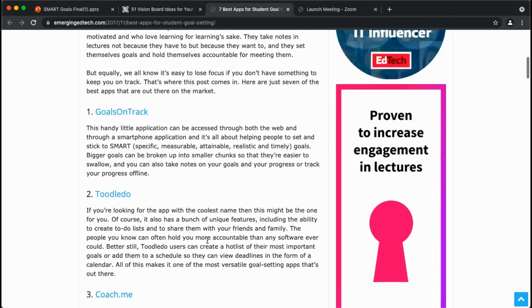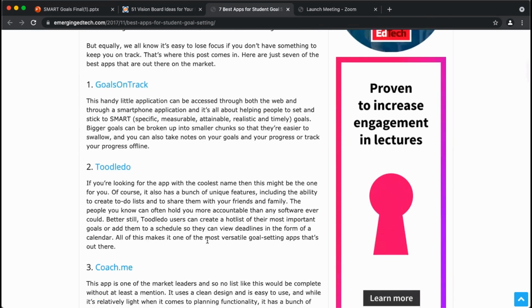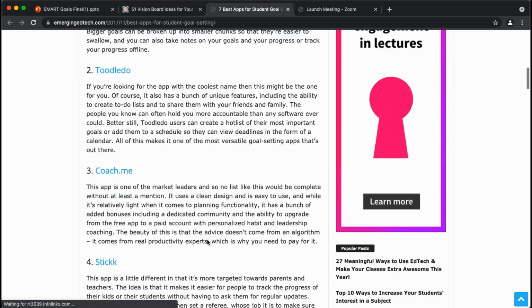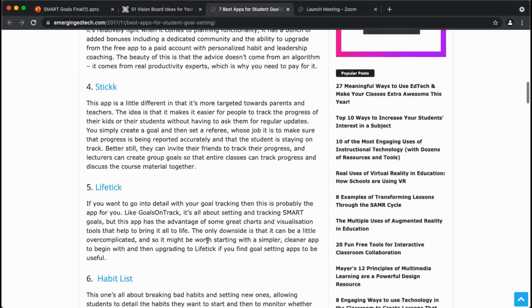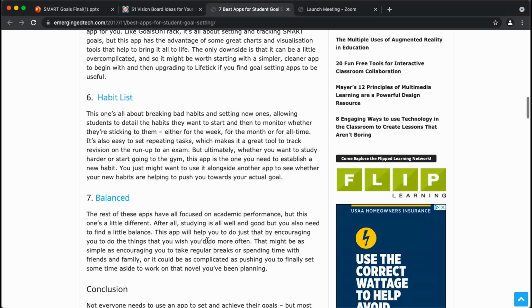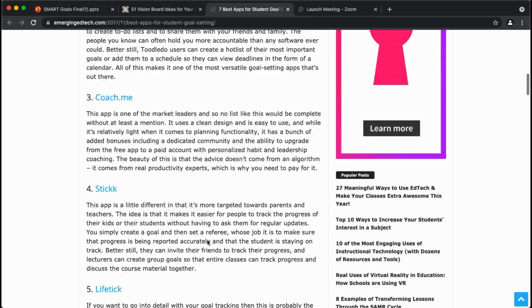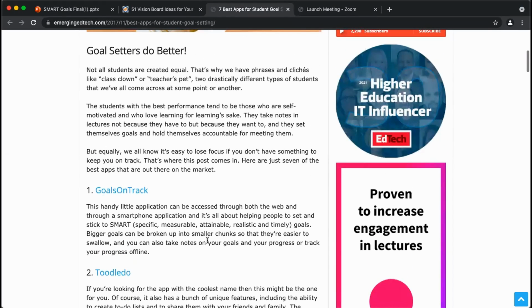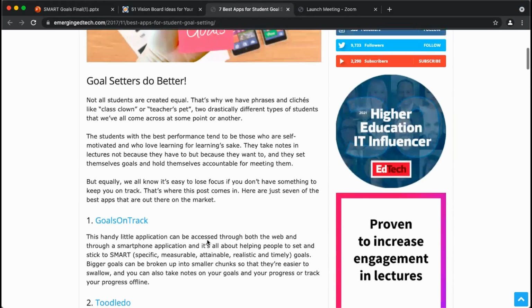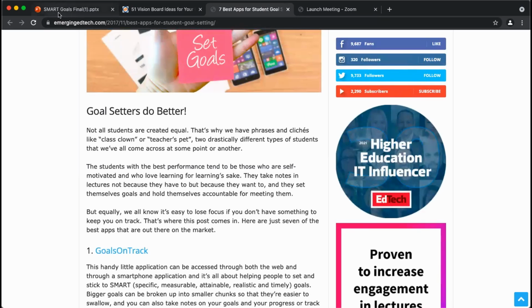And then, of course, if you scroll down through here, there's Toodledo, Coach.me, Stickk, LifeTick, HabitList, and Balanced. So those are just a few that you're welcome to check out if using an app is something that would be beneficial for you while you're setting your goals.